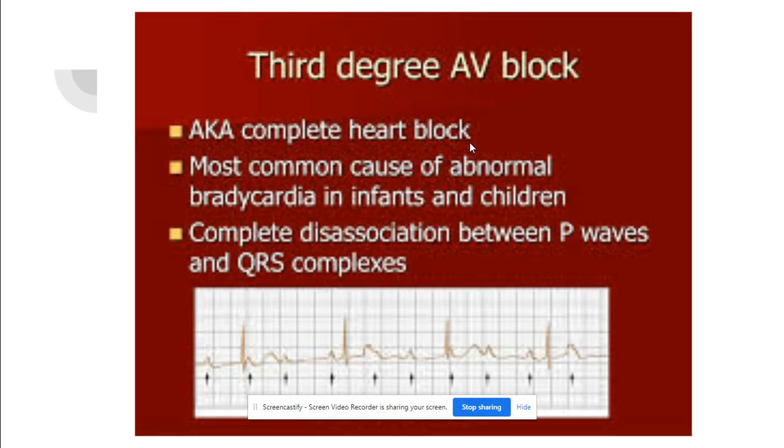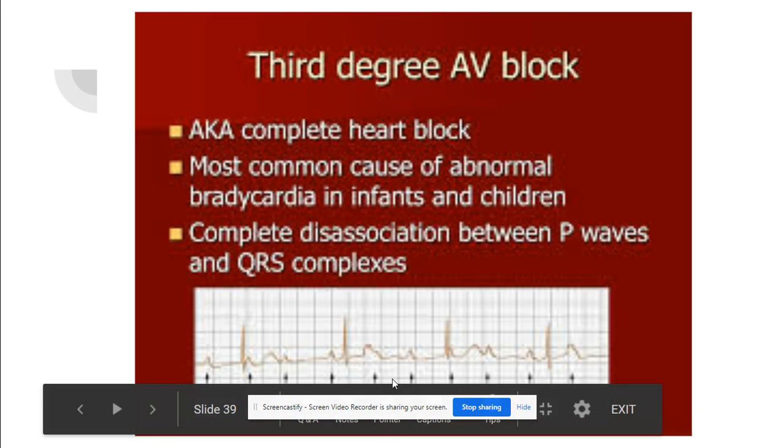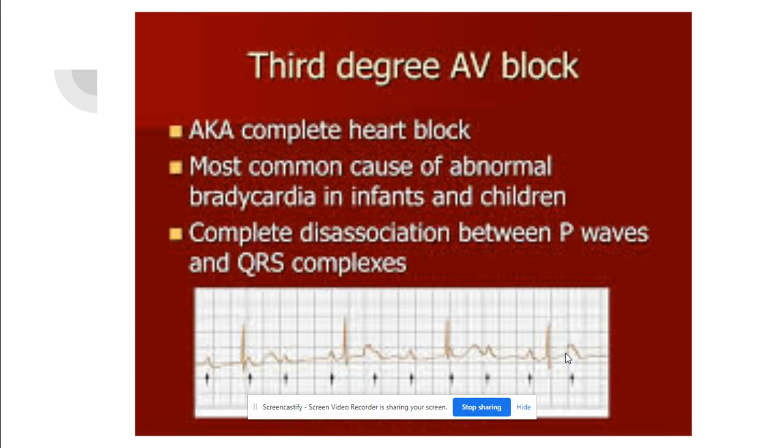Like I said, this is called complete heart block. It's the most common cause of abnormal bradycardia in PEDS patients, and there is complete disassociation between the P waves and the QRS complexes. So we can have P waves going and ventricular QRS complexes going, but they aren't talking to each other at all. They have a completely different lifestyle going on.